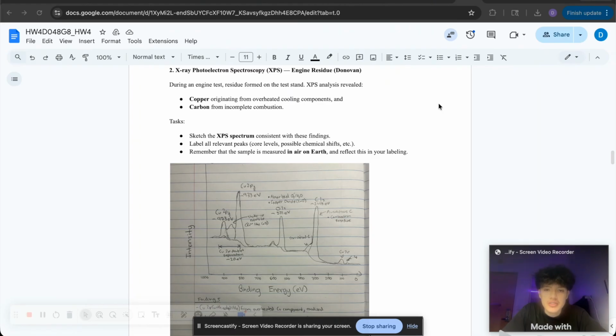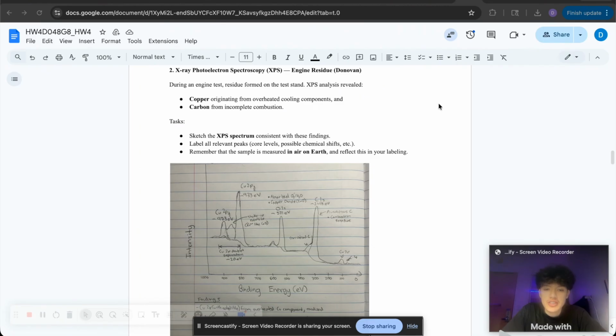Because the sample is measured in air, we also expect some surface oxidation. For that reason, we included an oxygen 1s peak at around 532 electron volts to represent oxygen from atmospheric exposure or oxidized surface species. Next, we added the characteristic copper peaks.